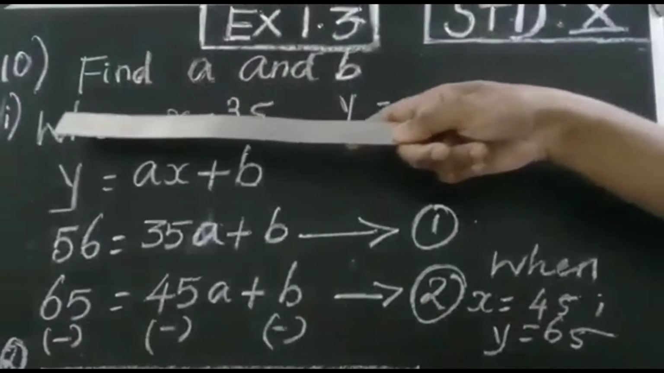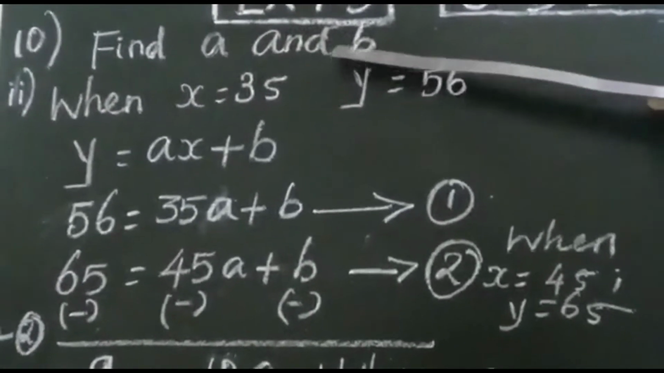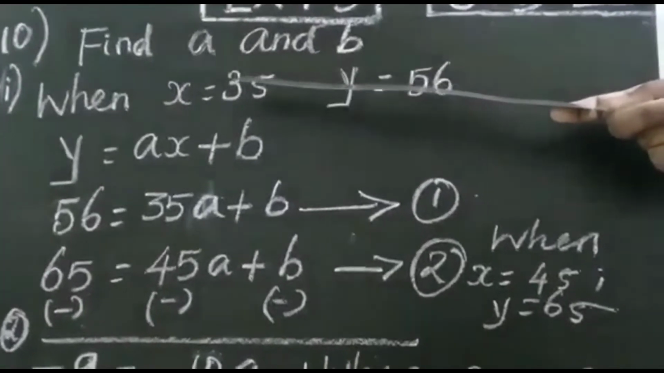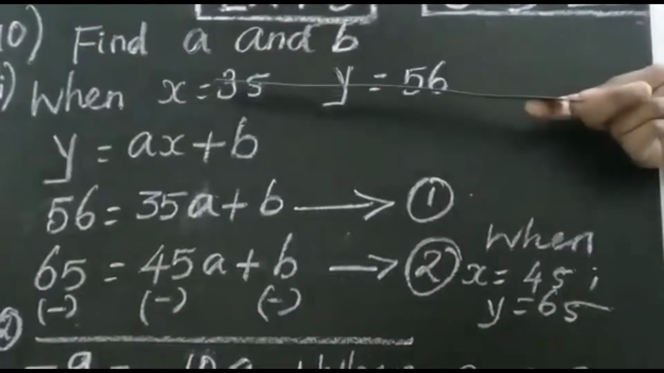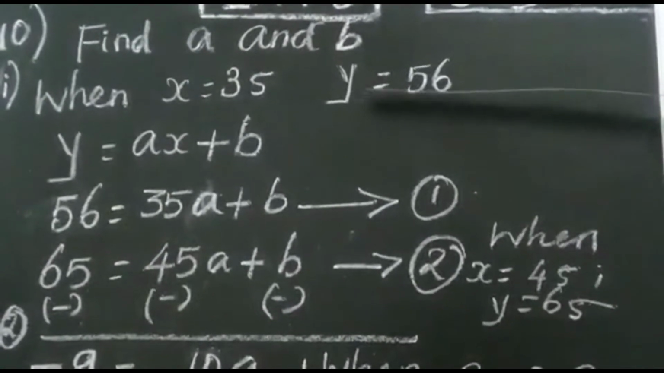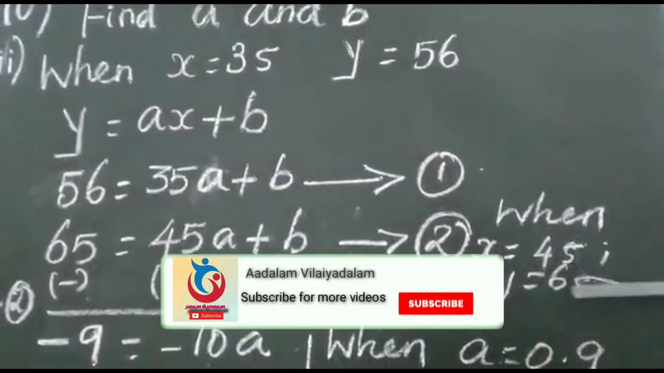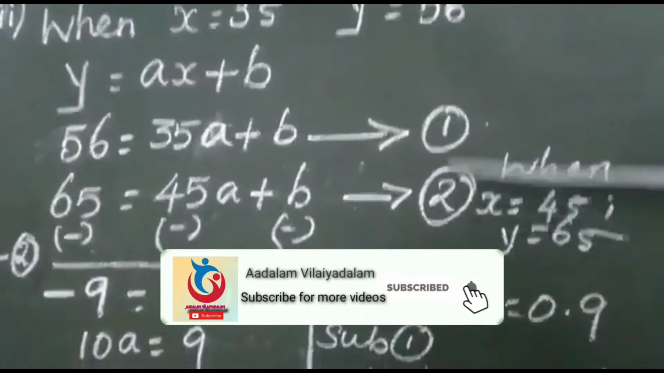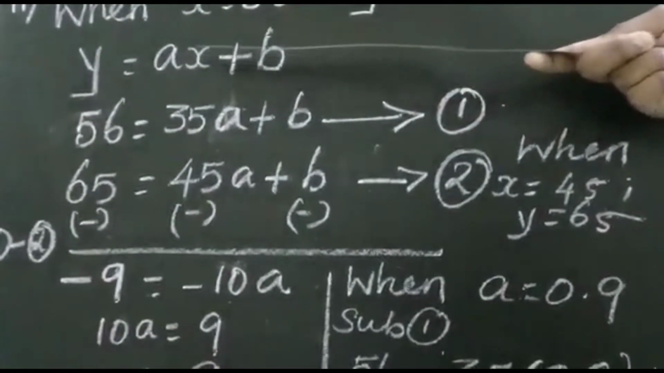10th question, second subdivision. Find the value of a and b. So in the tabular column you take any two pairs of values. Here when x is equal to 35, y is equal to 56. The second pair we take when x is equal to 45, y is equal to 65. So what is the equation given? y is equal to ax plus b.